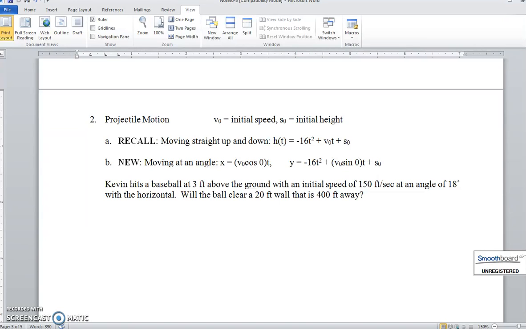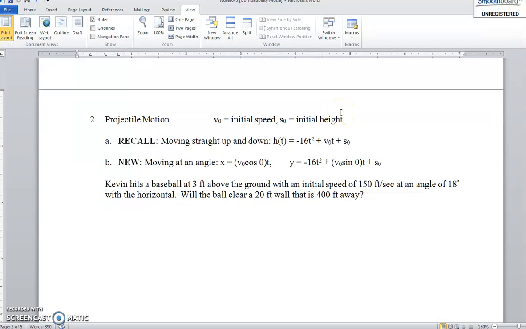Okay, for the second example in our application section, we're going to talk about maybe throwing a ball, shooting something up in the sky, something we call projectile motion. And there's a couple different things that we need to be aware of. One is some notation. V sub 0 is our initial speed or our initial velocity. And then S sub 0 is our initial height.